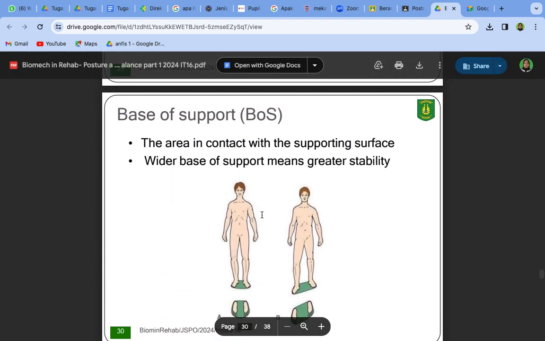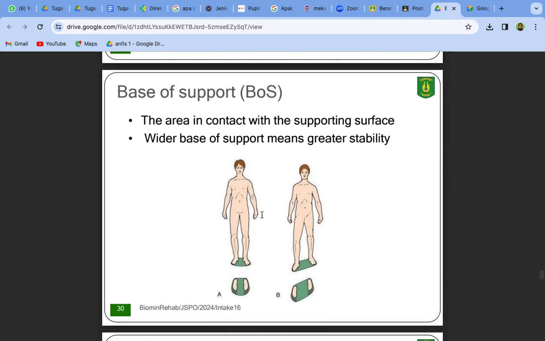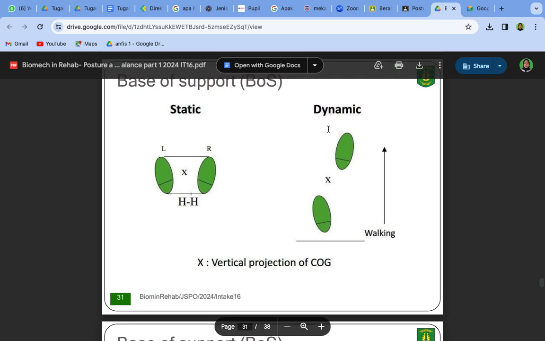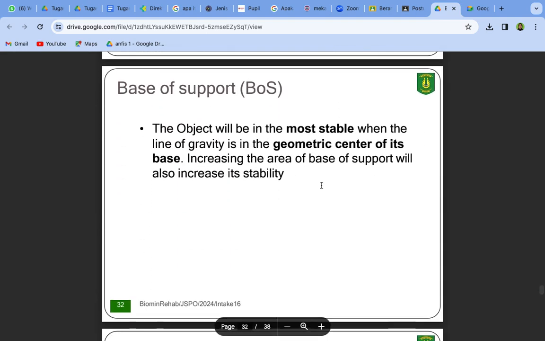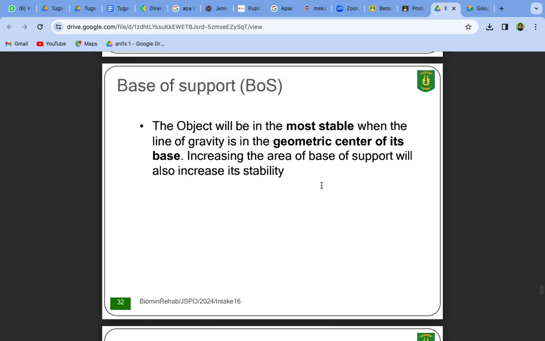Okay, here is the base of support, or BOS. It is the part in contact with the supporting surface. A greater base of support means greater stability. Okay, here is static and this is dynamic. The base of support will be most stable when the line of gravity is in the geometric center of its base. Increasing the area of the base of support will also increase stability.